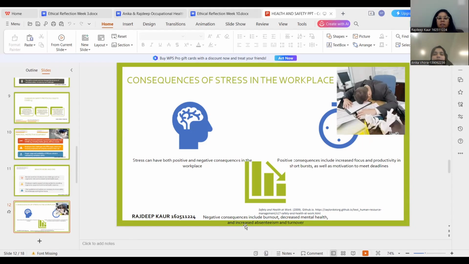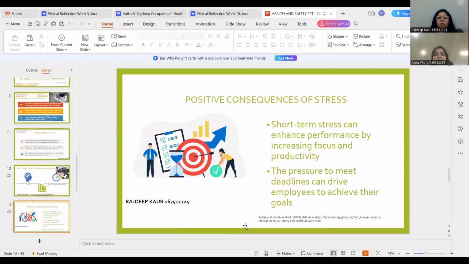So the next slide is the positive consequences of stress. Number one, short-term stress can enhance performance by increasing focus and productivity. As we have seen in ourselves also, during our exam period, we are under a lot of stress for a shorter duration, but our productivity is increased. So we retain more information during those days, and we are able to have better results.